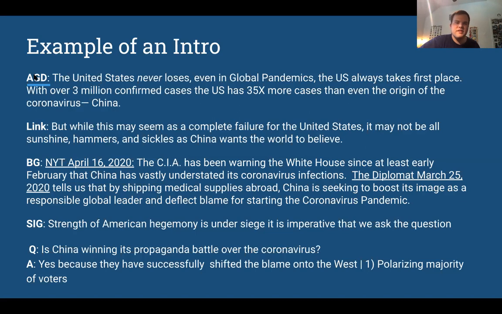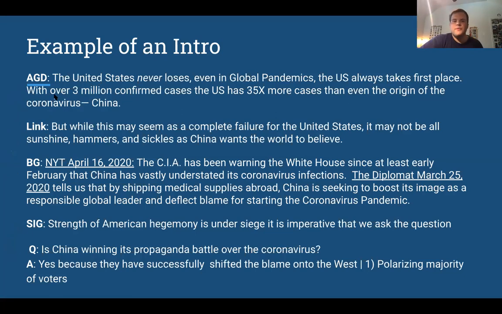But just know this is your hook, and then you can transition from your hook to your background through the link. From the link you'll go to your background and explain what you're talking about to the judge. After that you'll give your significance, like this is why that matters, and then you're going to preview what you're talking about. So I'll give an example of my Extemp voice. I haven't given a speech in a hot minute, so if it sucks, I'm sorry. I will be better by the time I give a full speech.